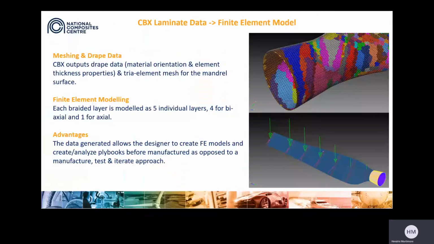One of the brilliant features of CBX is the ability to output the laminate data into a finite element solver. So CBX can, after it's created the kinematic drape, mesh the part and apply the material data created in the kinematic drape onto the mesh, such as the element thickness and the fiber orientation. The data generated allows the designer early on to create FE models, assess structural performance, and also run optimization routines against known load cases. This is a really powerful tool because in progressing the part design, you can design in the virtual space and create laminates, as opposed to an estimate, manufacture, test, and then iterate approach.